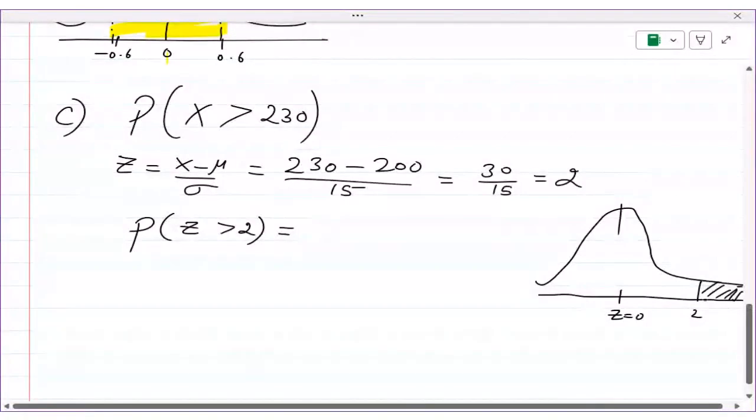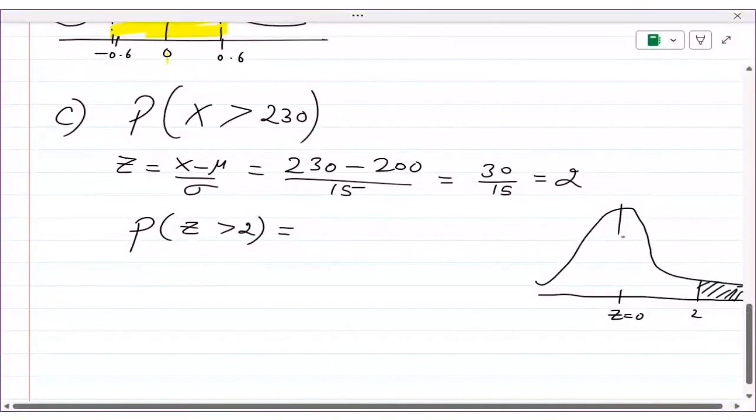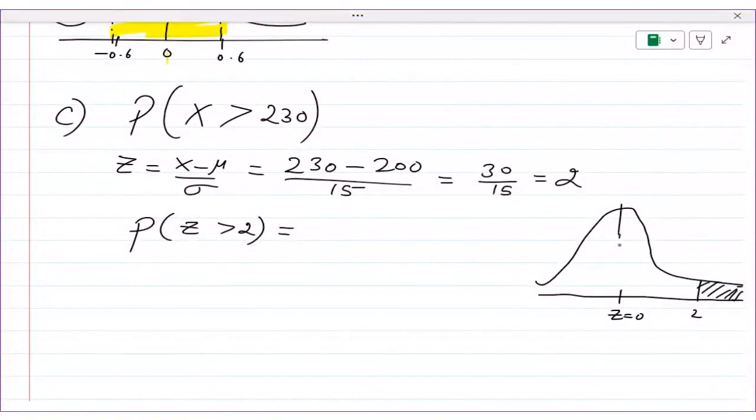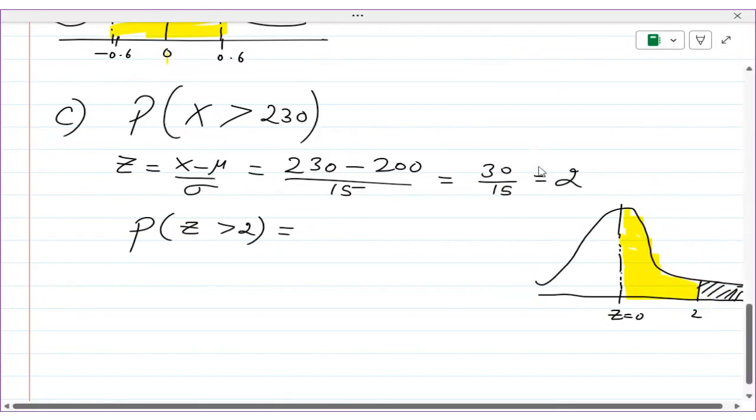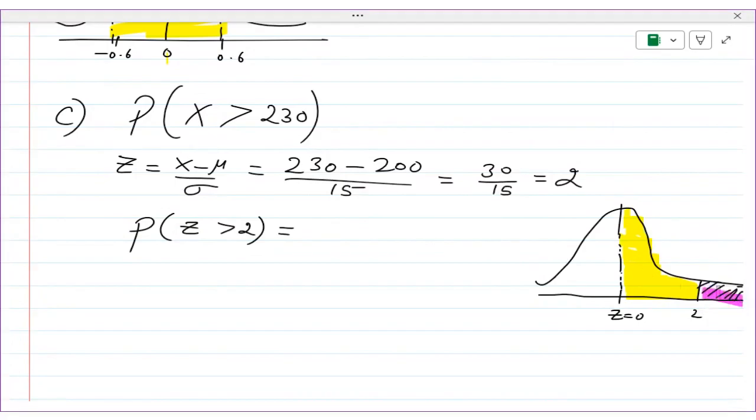Either it will be directly given, or you will be given the probability between 0 and Z. If you are given between 0 and Z, then remember the total on the right side is 0.5. Or you may be given directly the right side, meaning the right side of 2. So this pink area we have to find: the probability of Z greater than 2, and we may be given the probability between 0 and 2.